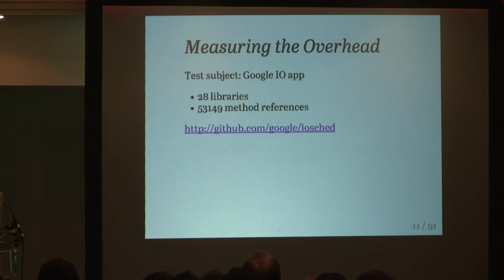And first off, let's measure, and to measure something, we need a test subject. So I picked the Google I/O app. It has 28 libraries, 50K method references, so it's not multidex yet, but it's almost there, and it's open source, so you can try it out yourself as well, if you want to.